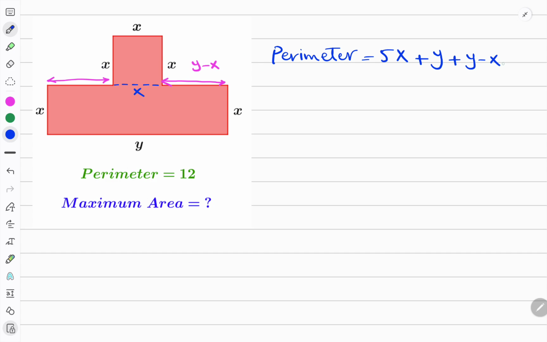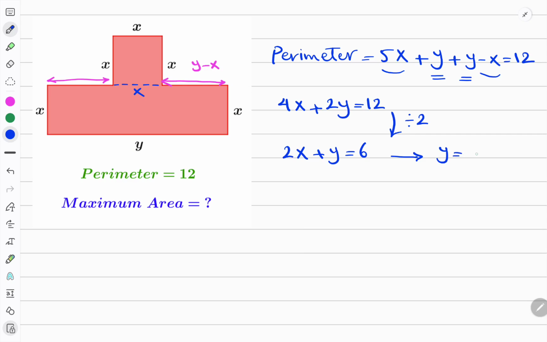Okay, and the perimeter is 12. I just want to collect like terms. 5x minus x is 4x, and y plus y is 2y, equals 12. To simplify this equation, I'm going to divide both sides by 2. So we have 2x plus y equals 6. And now I'm going to express y in terms of x. So y equals 6 minus 2x.